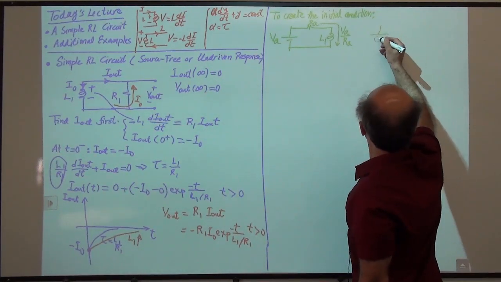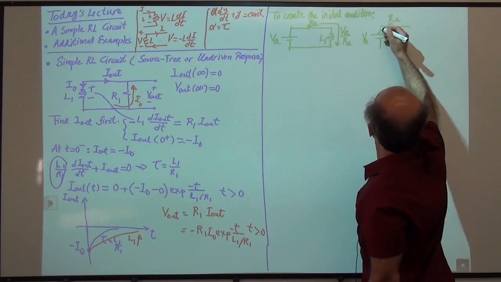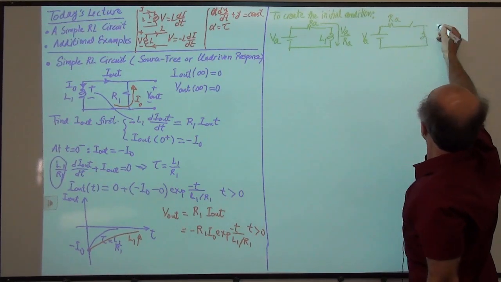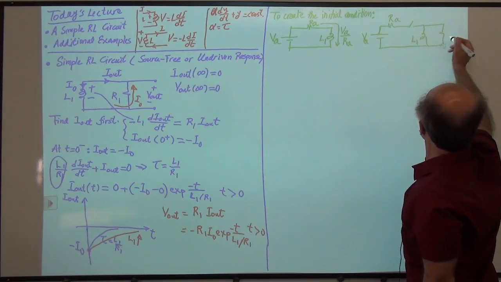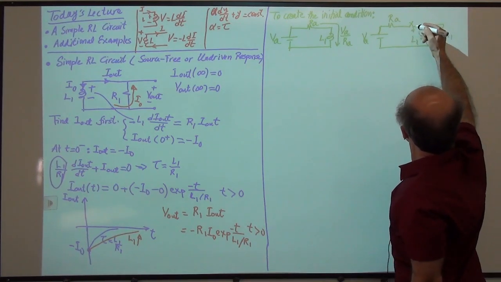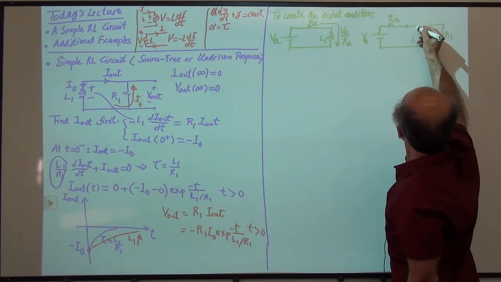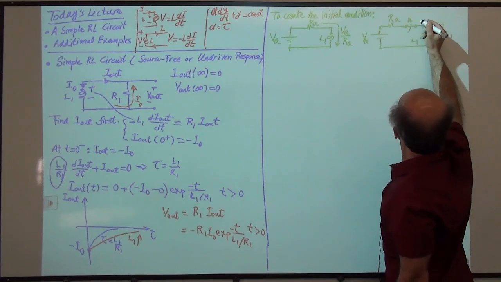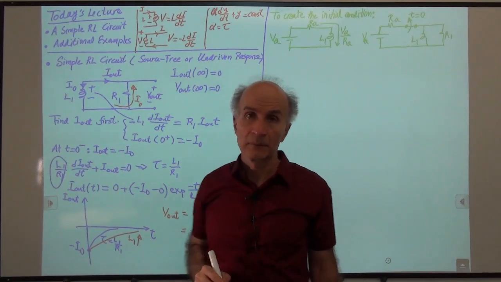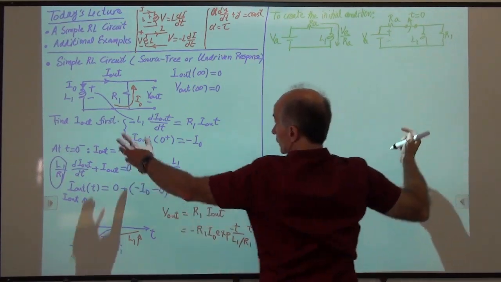I have my battery, VA. I have a resistor, RA. I have a switch here. And then I have these two components, L1 and R1. This switch is initially closed, initially on, like this, and then at time 0 it opens. So I claim that this circuit, that's what I want here.